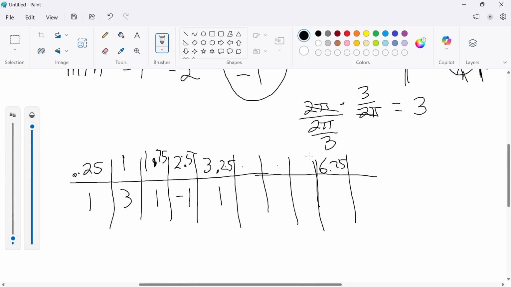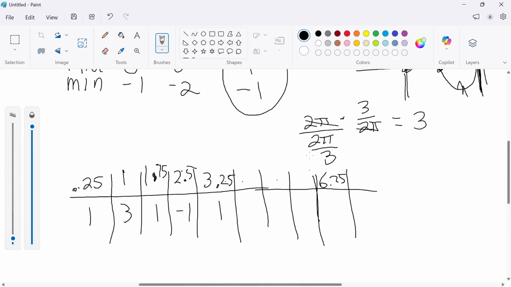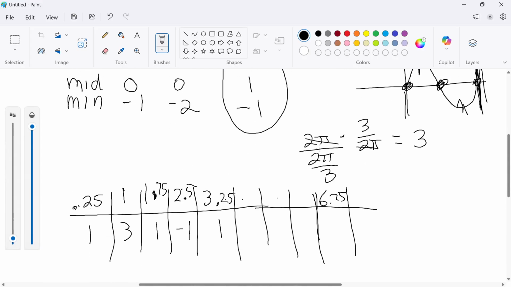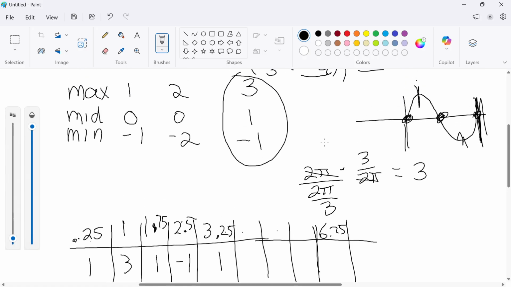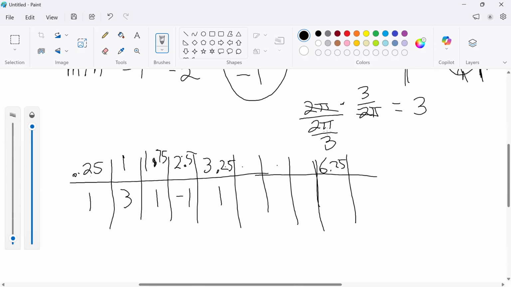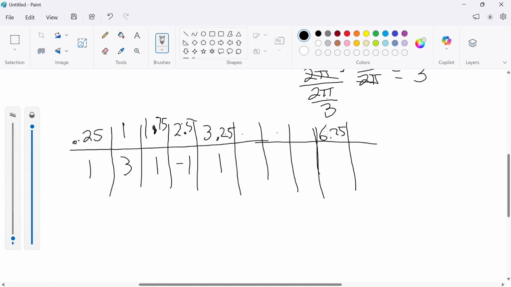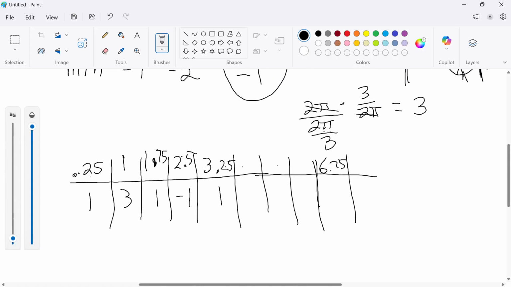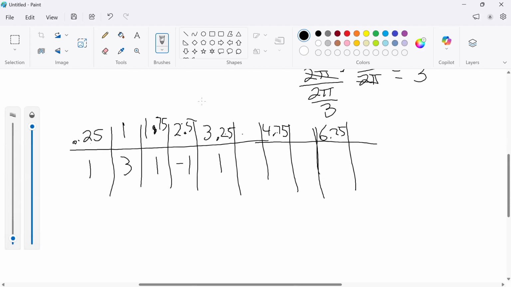Have I done something wrong here? 3.25 plus 3 is 6.25. 9.5 divided by 2 is, oh no, I have it, 4.75. I thought I did something wrong. 4.75 is the middle of that cycle. Then I have to find the 1/4 point, the 3/4 point.